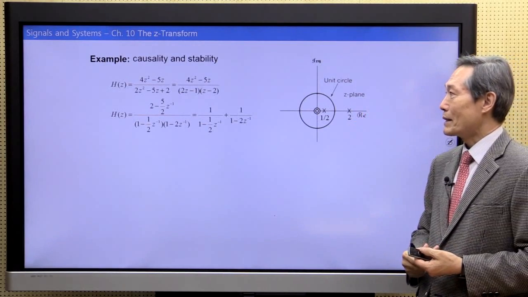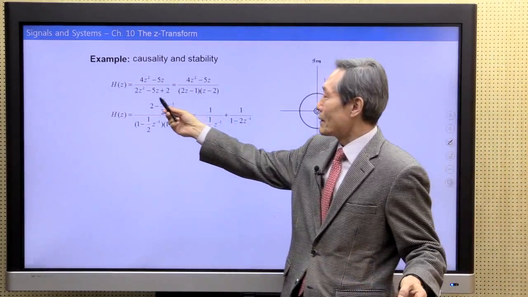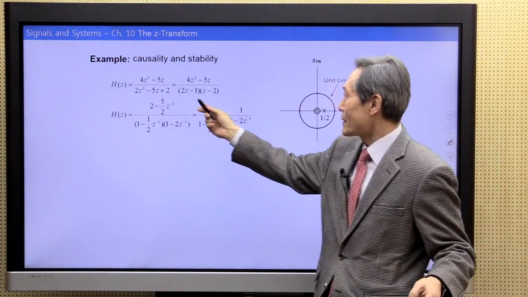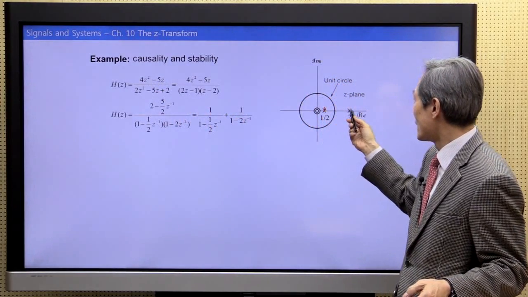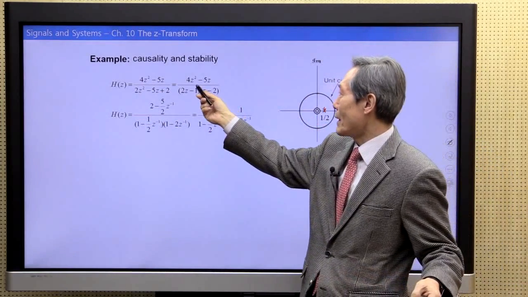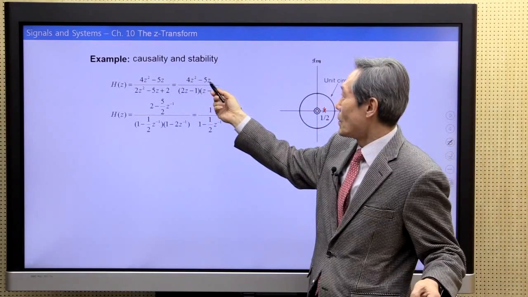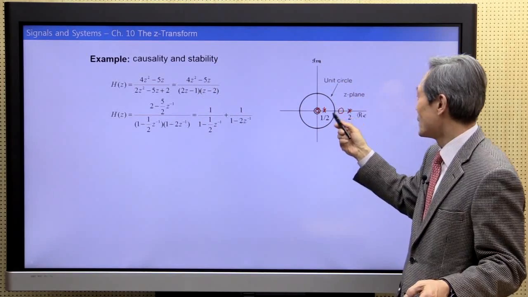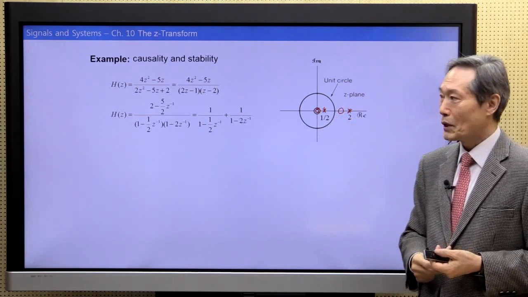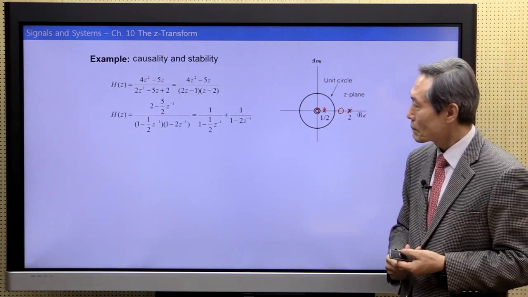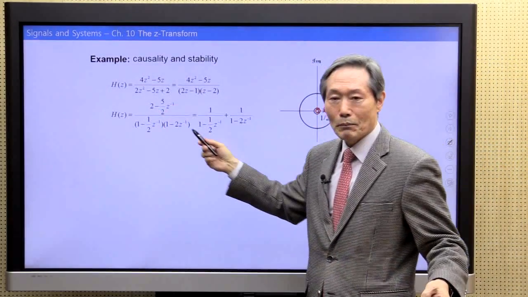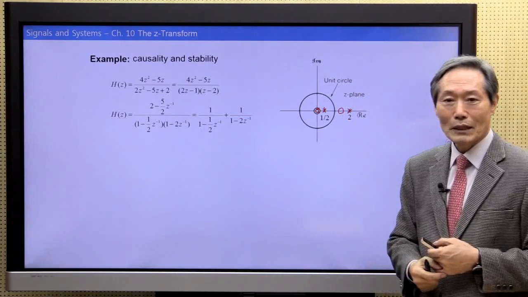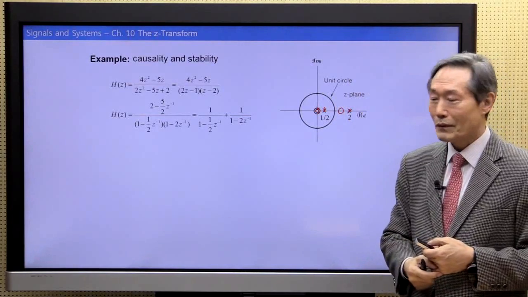Example, causality and stability. Suppose we are given a second-order system with two poles located at 1/2 and 2, and two zeros located at the origin and 5/4. The zeros do not contribute much. Poles are important. If we put it in partial fraction representation, we get this, and we try the inverse transform on those, which depends on the region of convergence.